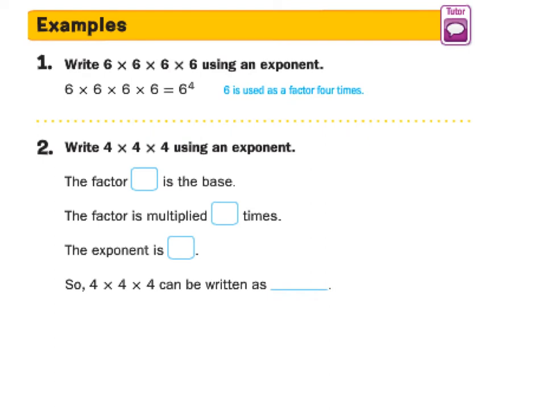So let's take a look at how we write our exponents. Number 1, we have 6 times 6 times 6 times 6. The 6 is our base, and then we count up how many there were. There were 4, so 4 is our exponent. So we would say this is 6 to the 4th power. So let's look at number 2. We have 4 times 4 times 4. The factor that repeats is 4, and we multiply 4 by itself 3 times in a row. So the exponent will also be 3. So we will write it as 4 to the 3rd power.